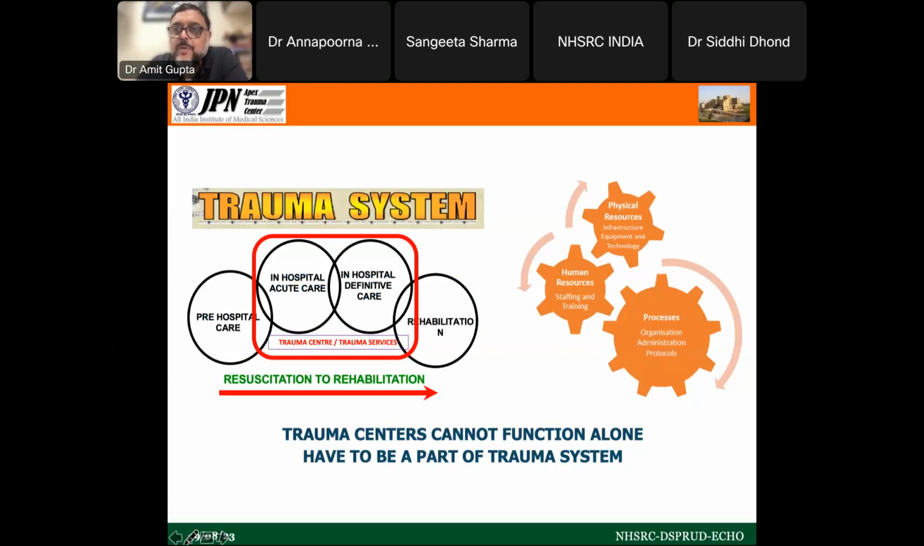So the hospital plays just one part in the whole chain of events. It is not the system, so you cannot equate a hospital to a trauma system. No matter how great a hospital like the Apex Trauma Center where I work might be, the outcome of the patients would definitely be dependent on other aspects like the pre-hospital care or the post-hospital care. So it has to be looked at. But our job is to do our work as best as possible in the given scenario or in the given hospital.